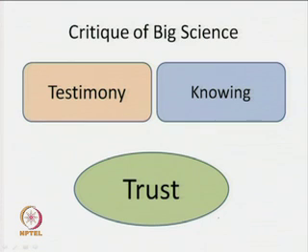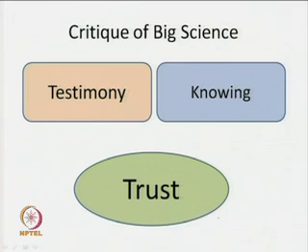Next, there is also what is called today the critique of big science. And what is big science? Big science refers to a huge or mega project in science, where scientists who belong to different parts of the world take up segments of the project. The question here is the testimony being given by people so far flung in different parts of the world, and their way of knowing and finally contributing to the mega project.